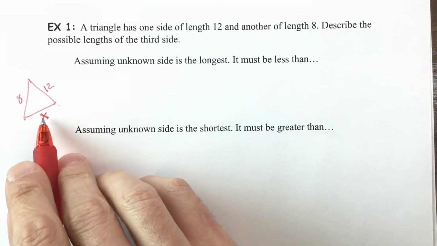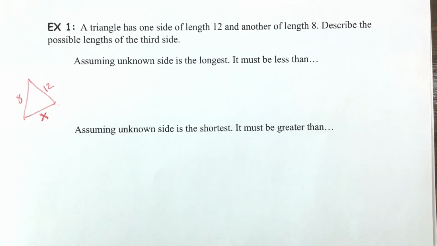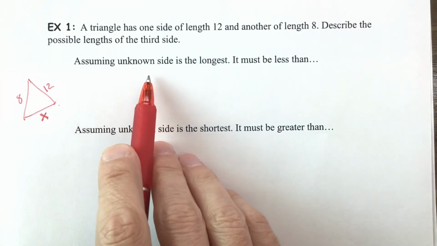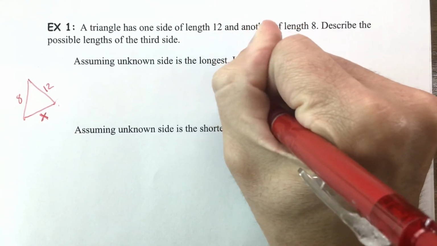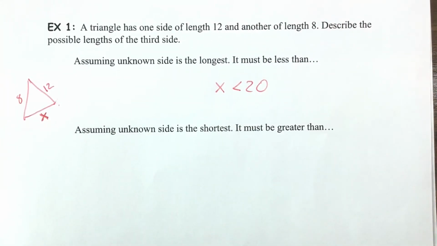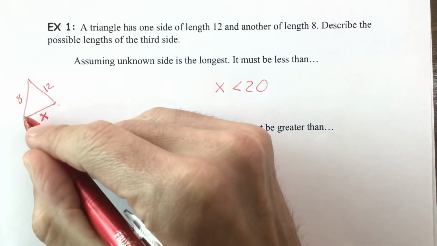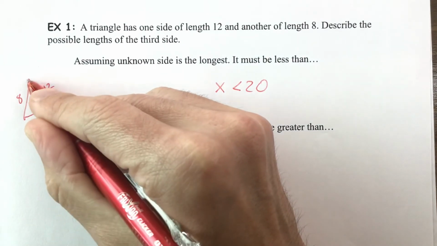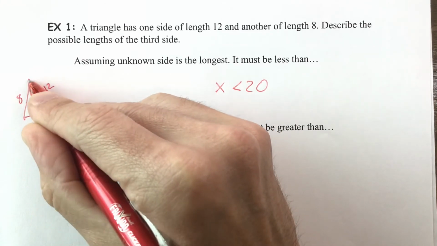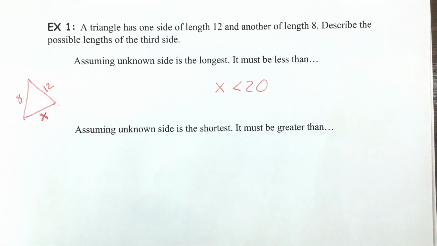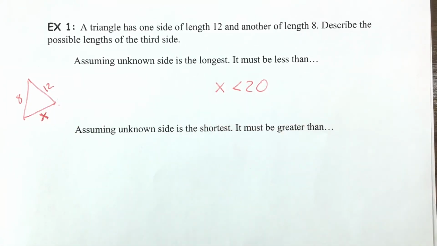So x absolutely has to be less than the sum of the 8 and 12. It has to be less than 20. Assuming that the unknown side is the longest, it must be less than 20. X is going to have to be less than 20. It cannot be greater than 20. If you had something like 25, that wouldn't work because it's going to take a length of 8 to get to here and then 12 to get to there, which is 20. And if you're going to go out to that point and then back, that value needs to be greater than whatever the straight shot distance would be. So that side needs to be less than 20.